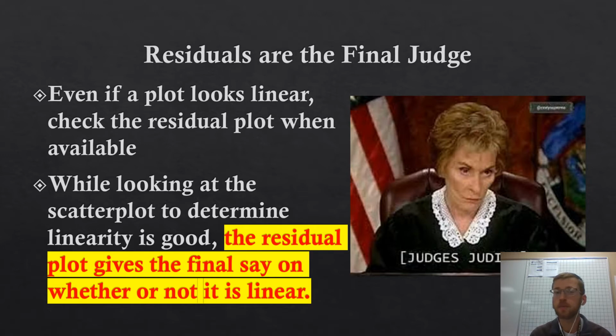So when it comes to determining, do we have a linear pattern, does it make sense to find a linear regression line? The residuals are going to have the final say in this. So even if a plot looks linear, we want to check the residual plot when it's available to us. And while looking at the scatter plot to determine linearity is good, the residual plot gives the final say on whether or not a linear pattern is present and whether or not a linear model is appropriate.